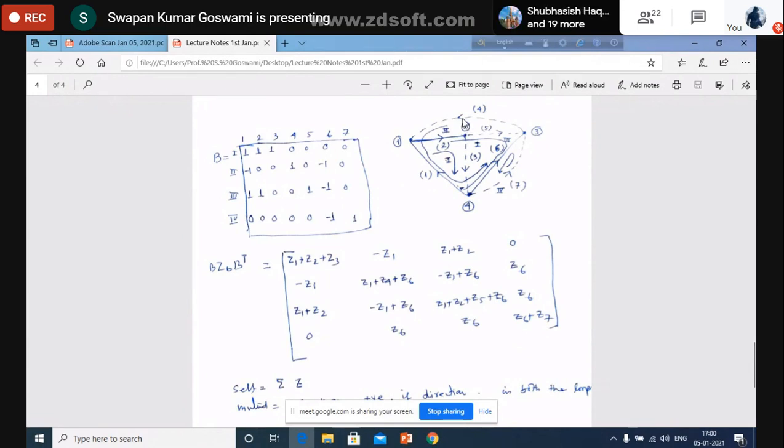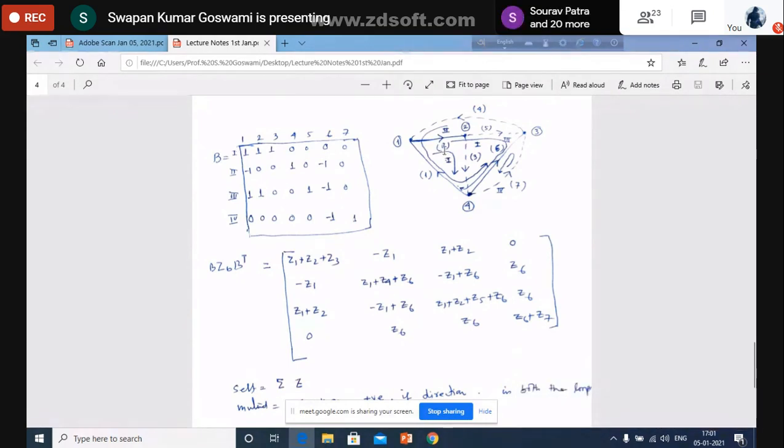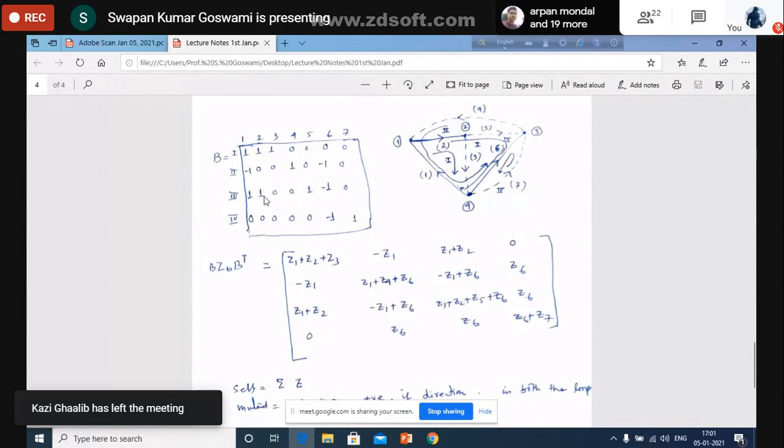This is the direction of the second loop, and we will consider element 2 for now. When I consider element 2, it is in loop 1, then element 2 is in this loop, that means the third loop. So in case of element 2, it will be in 1 and 3 and positive in both the directions.